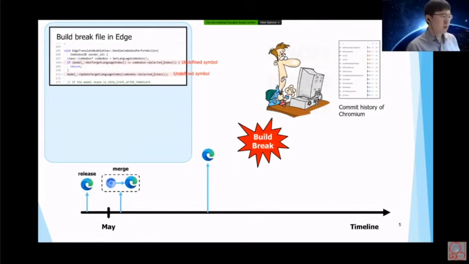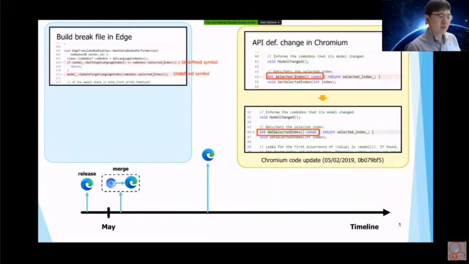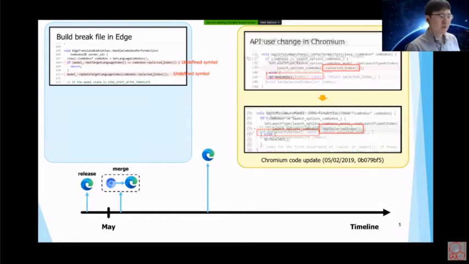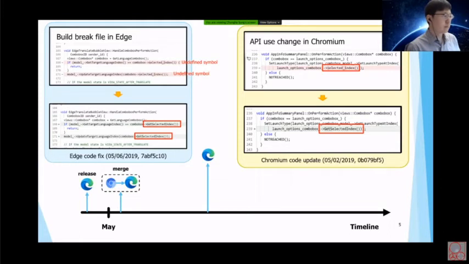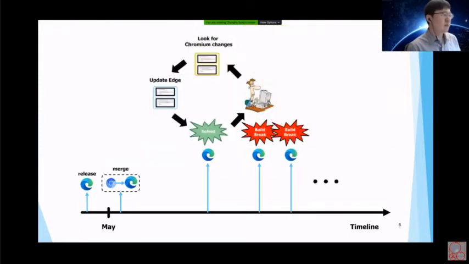As the source code cannot be built, it usually takes from several minutes to hours, depending on situations. Finally, the engineer finds the function definition of selected index has been changed to get selected index in a commit history, and a corresponding function call change. So the engineer updates the Edge code accordingly. And this kind of fix happens several times more to actually build the code.